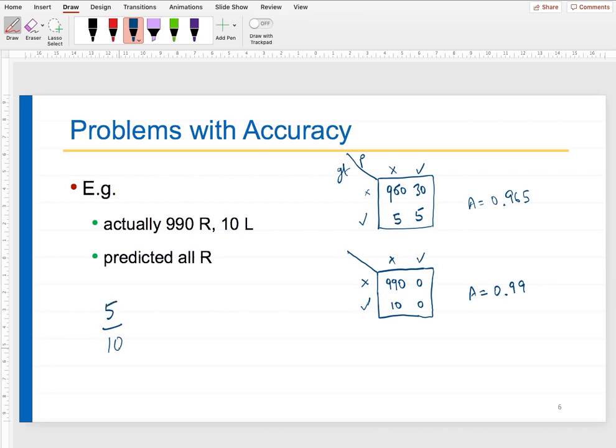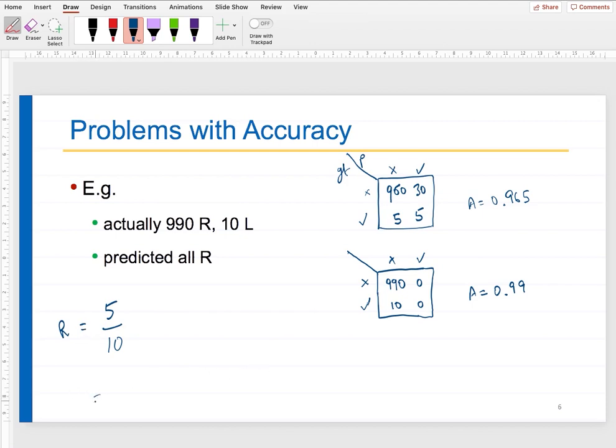Right? This is an achievement. Out of 10 sick people, he was able to detect 5 sick people. So this is an achievement, and this is called the recall. I will explain this term a little later.